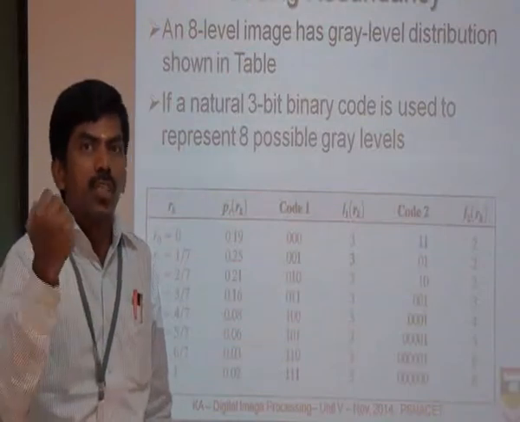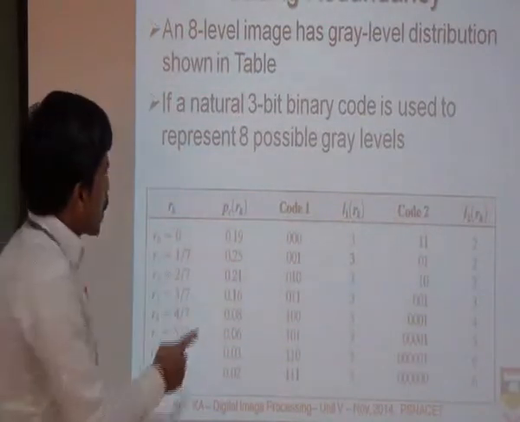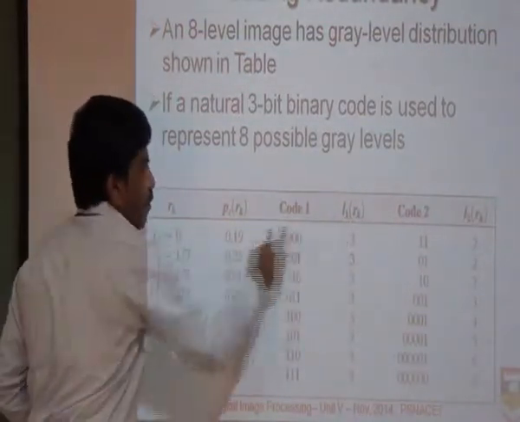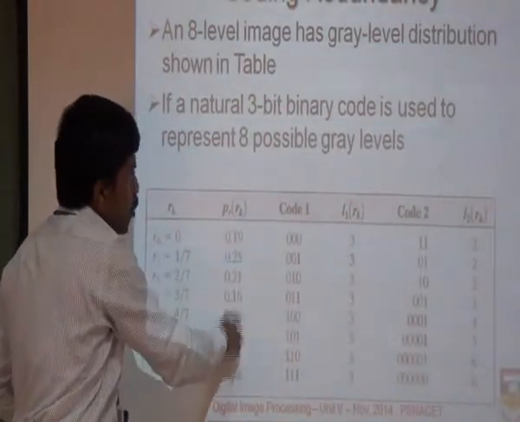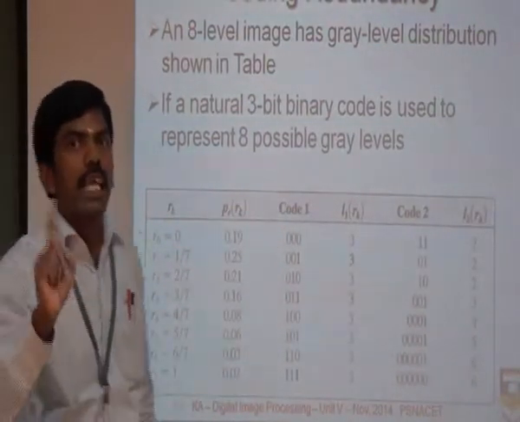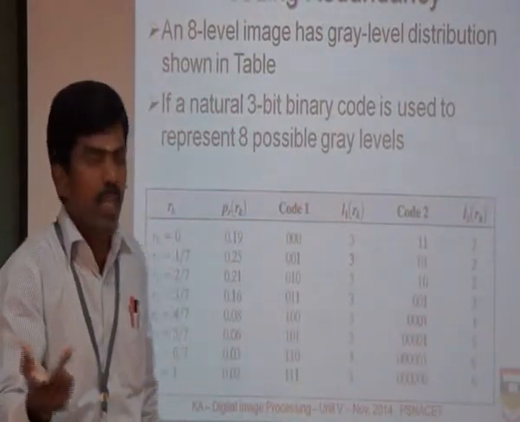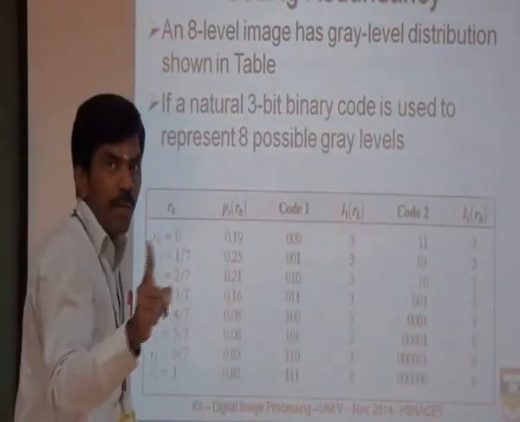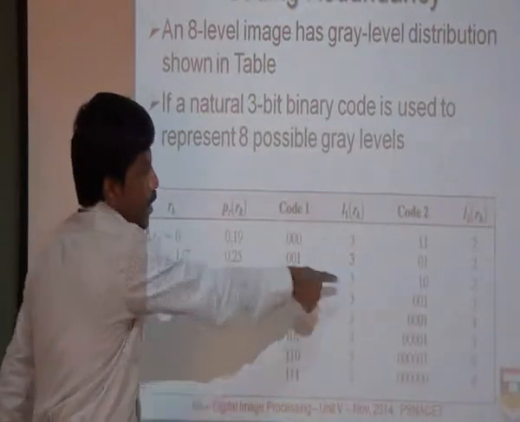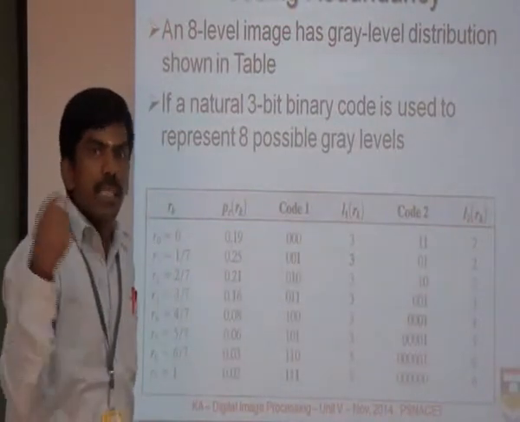L average. So, what is the general formula I told you? Summation of Pr(rk) into l(rk). So, if we use the standard code of 3 bits, we get the L average as 3. How can we achieve L average? If we add all the probabilities, we get 1. So, adding all the things, 1 into 3, that is L average. So, what is the second case?